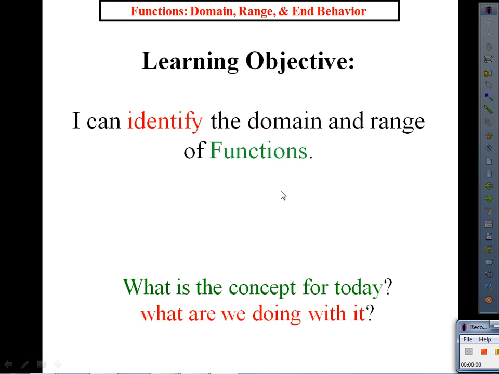Our objective for today: I can identify the domain and range of functions. Tell your neighbor the main concept we're on right now.